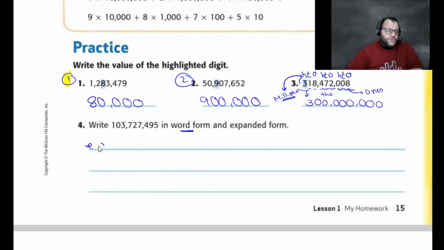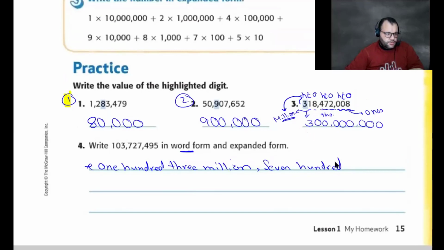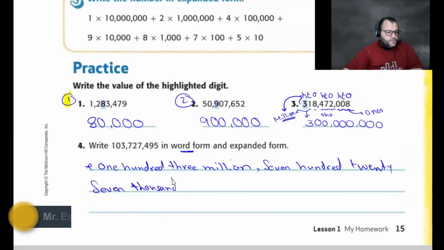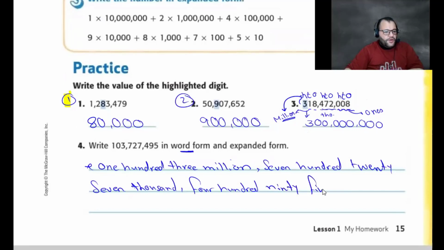Just a minute. 100. 103,727,000. Million. 3 million. Okay. 727,000. 700 what? 27,000. 495. Okay. This form is called the word form.